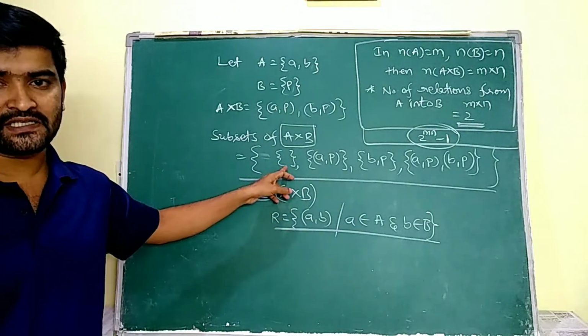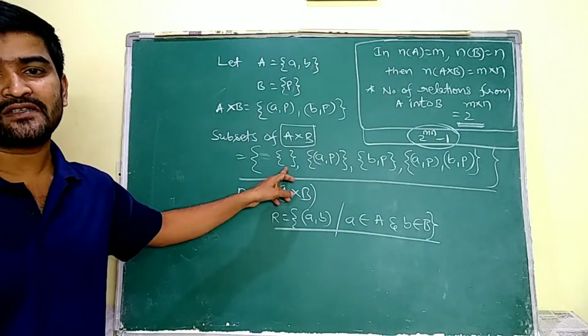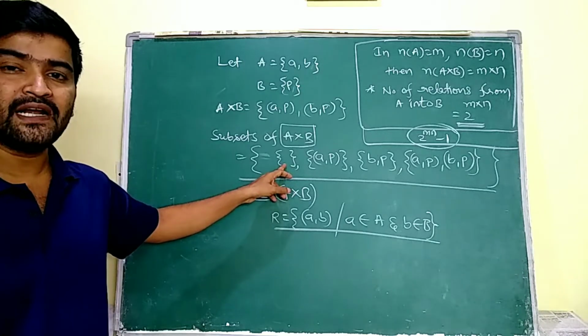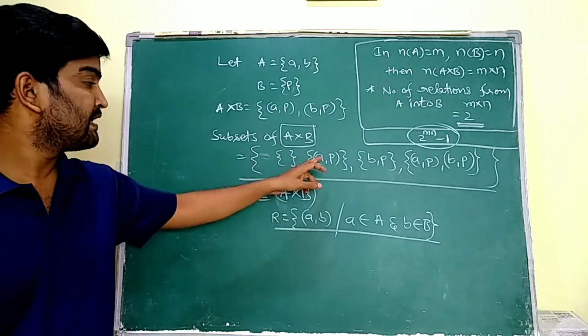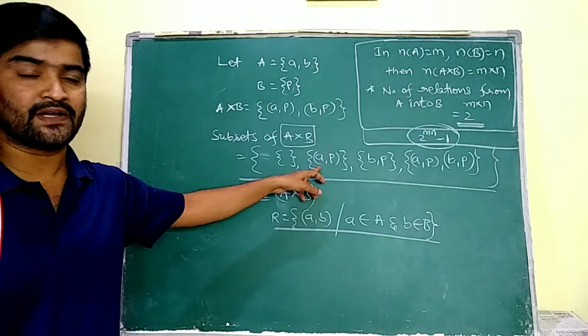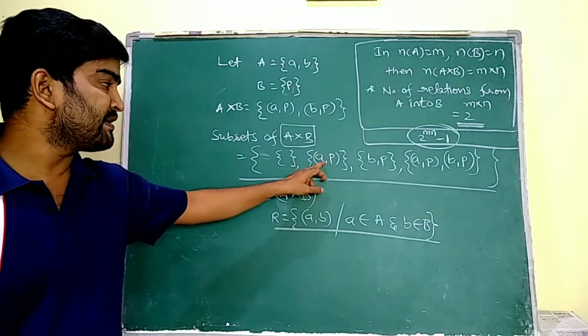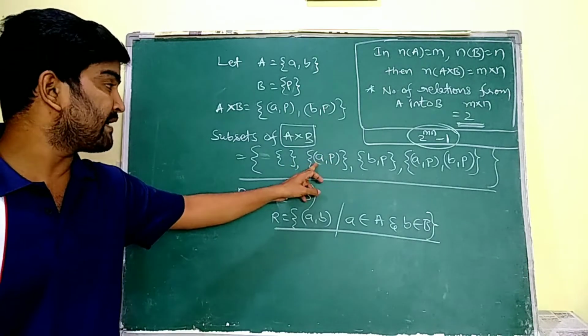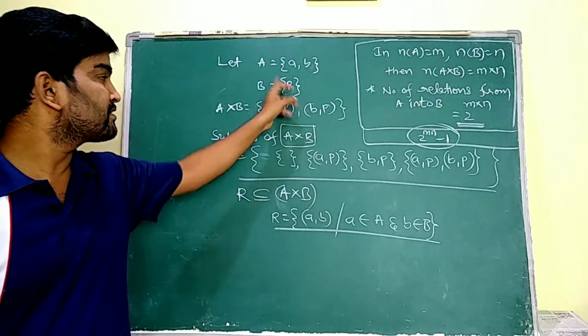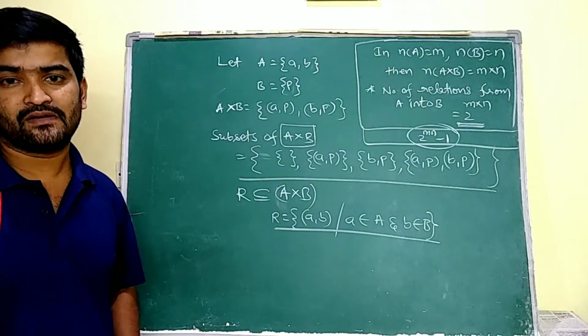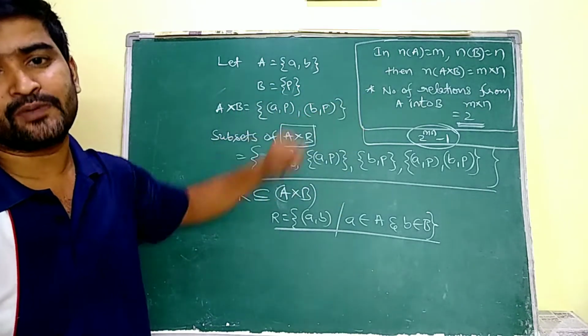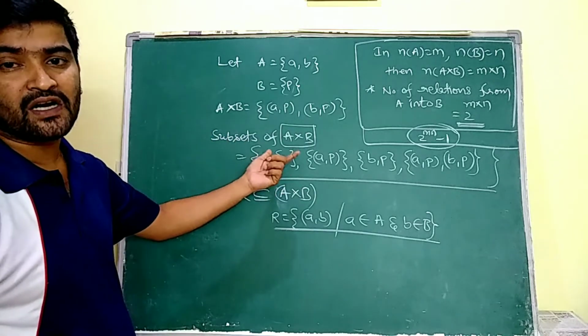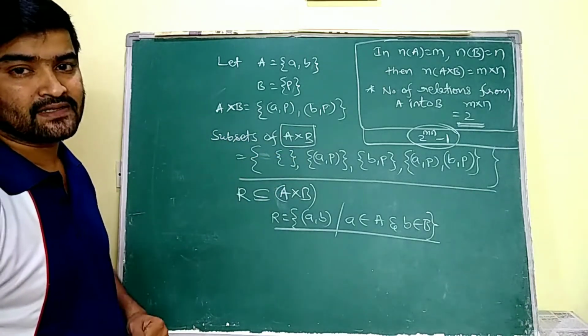Coming to this empty set, yes, Seema, this empty set is not a relation. Why? Because there is nothing present. Coming to this, yes, it is a relation. Why? Because all the elements of this set are like (A, P) where A belongs to A and P belongs to B. So it is a relation. Remember this, it is a very important bit: every subset of the Cartesian product is a relation.